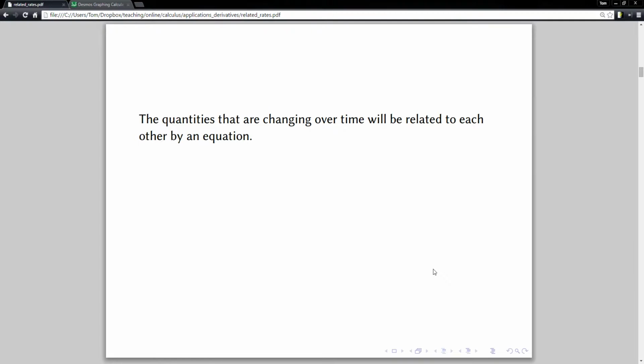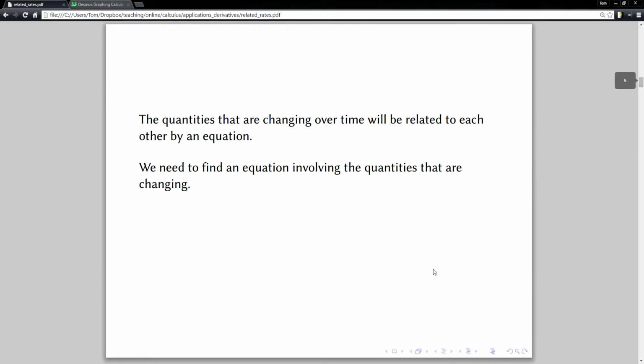All right, next up, those quantities that are changing over time are going to be related to each other by some equation, and that's an important part of every one of these related rate problems. So what you need to do is find the equation involving those quantities that are changing. And so here we already saw that the area of a circle is pi times the radius squared. In some of these related rate problems, this equation is just going to come from the geometric properties of whatever object you're looking at. And I'll just give you those. You don't need to memorize all the different formulas or anything like that. Okay, so here the equation is A equals pi times the radius squared.